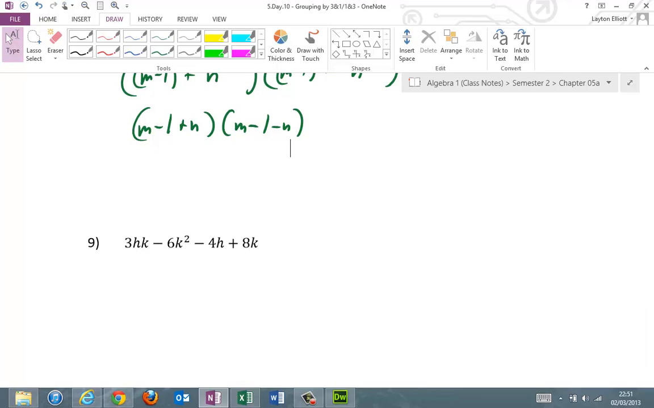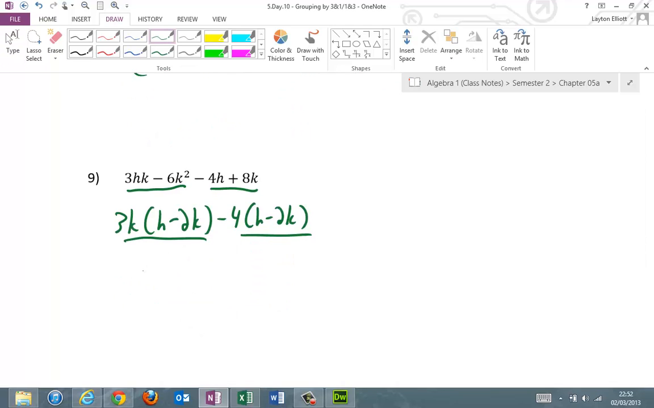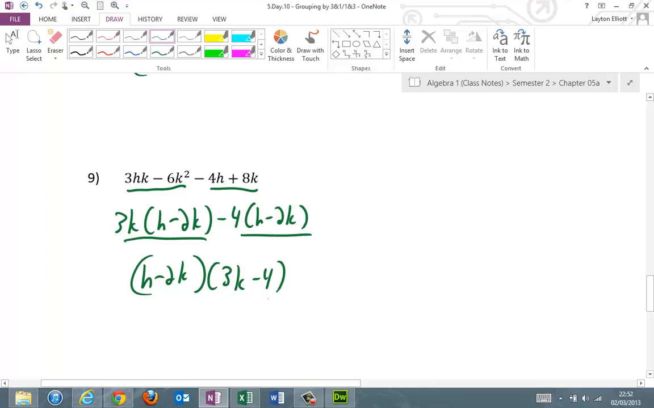Next, if I look at this, I'm going to look for perfect squares. I have none. I have no perfect squares. I could be done, or I could check for the 2 and 2 pattern. In the first one, I could take out a 3k, giving me an h minus 2k. In the second one, I could take out a negative 4, giving me an h minus 2k. And then in between both of those, I can take out an h minus 2k, giving me a 3k minus 4. Notice how I check for the 3 and 1 first.